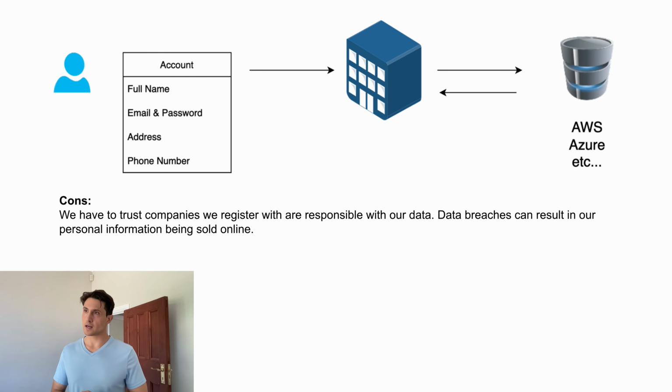Now let's take a look at an example of Web 2. So for Web 2, this is pretty much you being able to go to a website and register. So typically you'll provide your name, you'll create an email and password, and depending on what you're signing up to, you might provide additional information. You might give them your address or your phone number. And that company will store your information, again, in a centralized database, probably on AWS or Azure or something like that. But of course, there are clear issues with that.